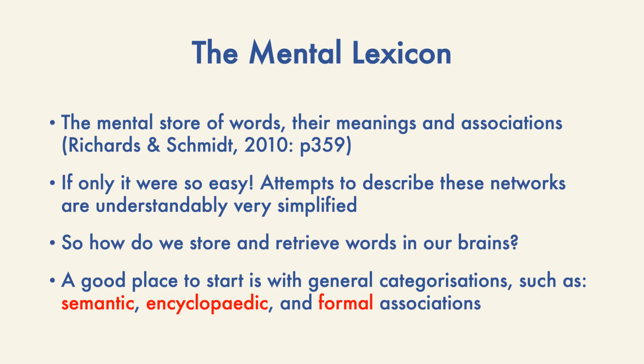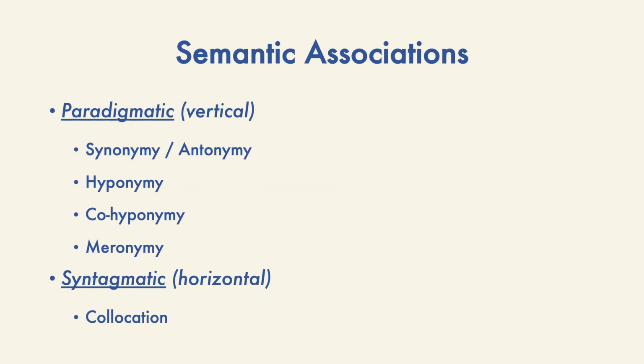So I guess a good place to start, as any, is to start with some categorizations. And I'll apologize to our non-Australian, British, and Commonwealth countries. I'm using a lot of S's in my words. I'm using a lot of OU, not OR, for my spelling. So a good place to start is with some categorizations such as semantic, encyclopedic, and formal associations. Now, semantic associations can be further broken down into paradigmatic, which tend to be vertical, or I guess categorization often, and syntagmatic, which tend to be horizontal relationships between words, their physical proximity and location to each other.